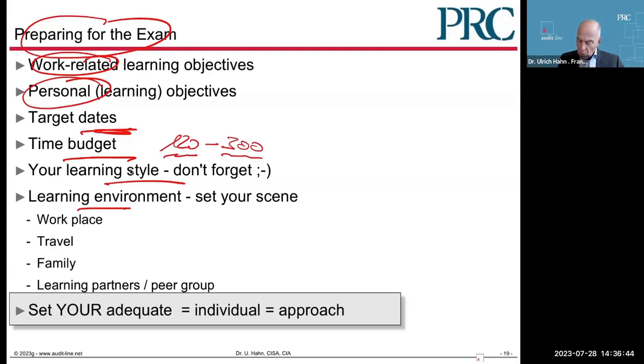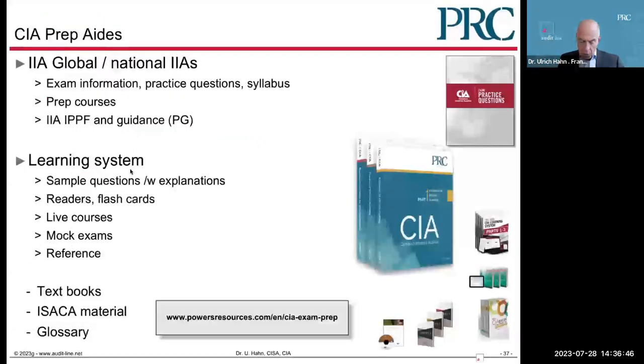Yeah, okay, that is this. And yeah, there are a lot of things which help you to prepare for the exam. First of all, here the IIA has a lot of information on the exam.